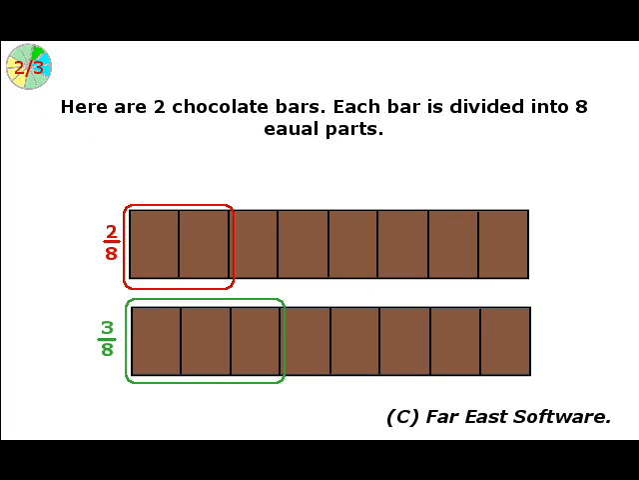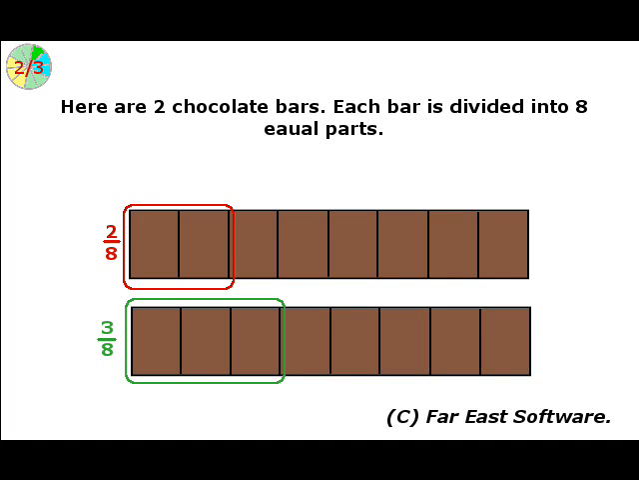In the previous section, we saw how to compare two fractions if the numerators were the same, but the denominators were different. Let us now try to compare fractions where the denominators are the same, but the numerators are different. In this figure, we see two chocolate bars, each of which is divided into 8 equal parts. Therefore, each part represents the fraction 1 by 8.